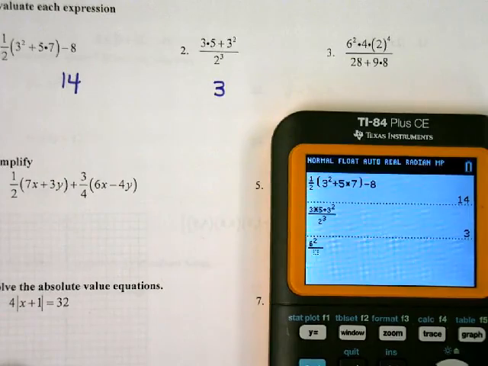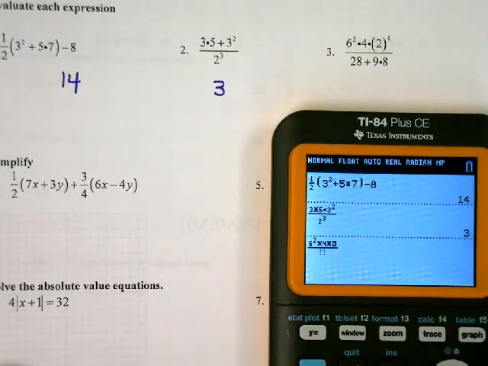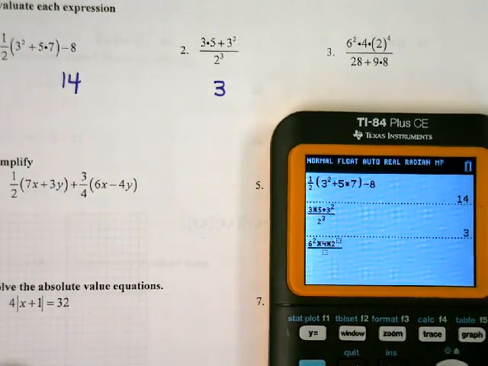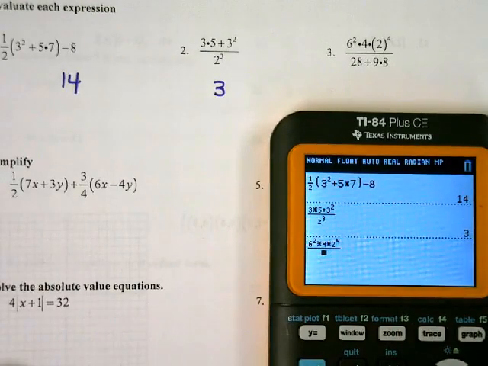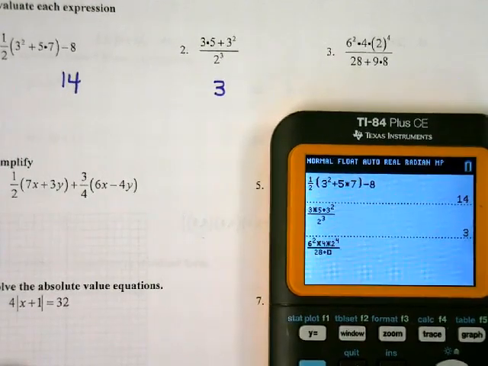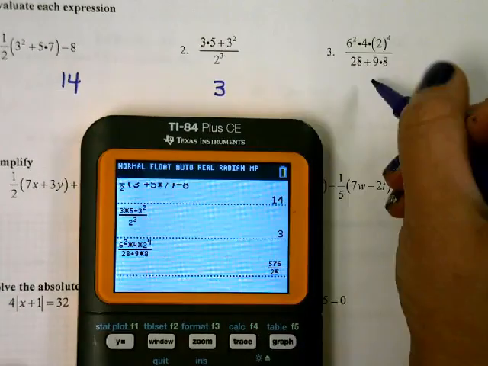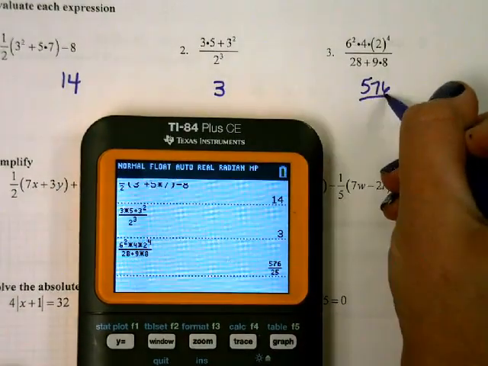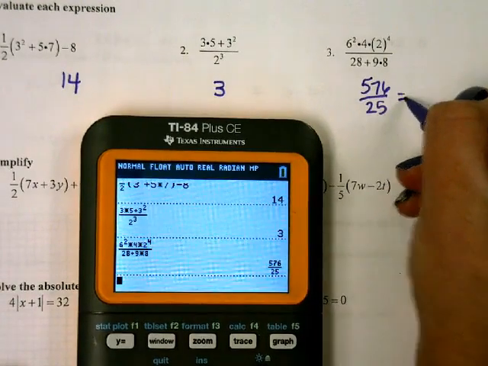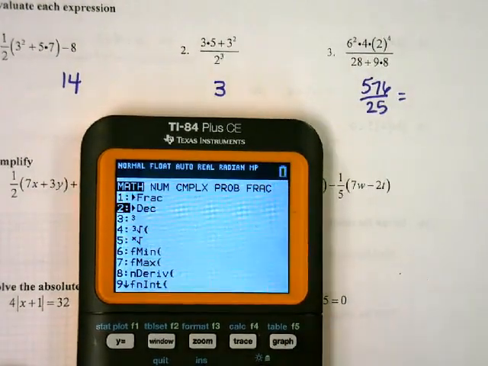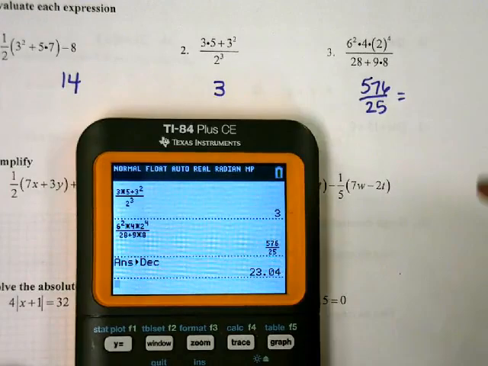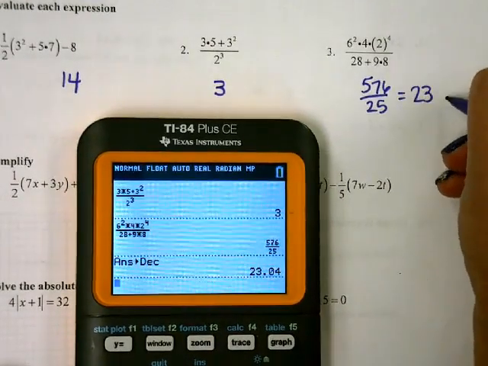Six squared times 4 times 2 to the fourth, divided by 28 plus 9 times 8, 576 over 25. We could also turn that into a decimal, so 23.04.